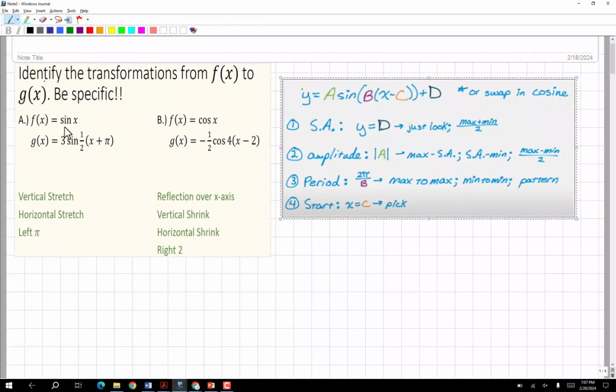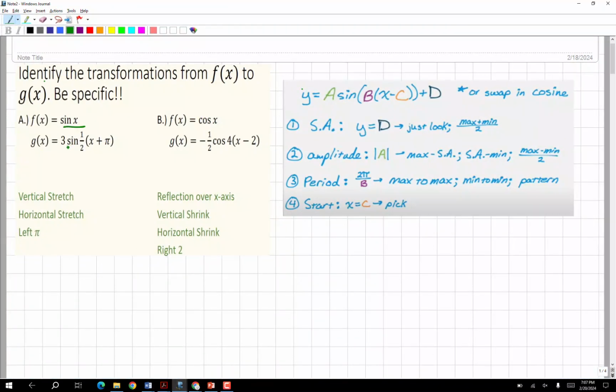Okay, so for this, this is the parent function, it's sine, right? So 3 sine, that number in front of it is A. Okay, so what that means is the amplitude is higher. So if I have this graph, and you know, this typically goes up to 1, it's going to go up to 3. So that's going to be a vertical stretch. That's because of A. That's because of the 3.